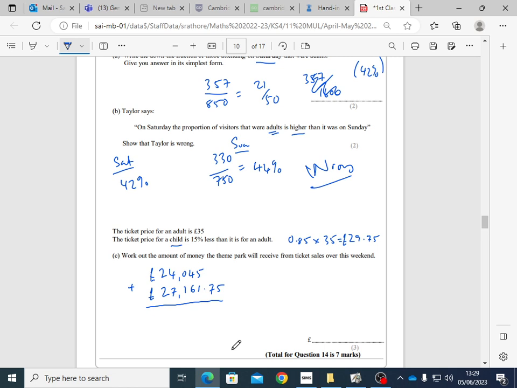Again, when you're adding up, I know I lined it up, but you just add it up on your calculator, please. Don't be a hero. Yeah, so 51 grand, yeah, 51,206.